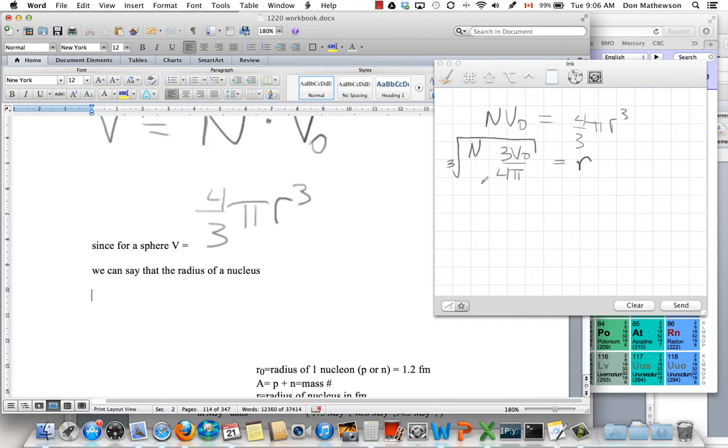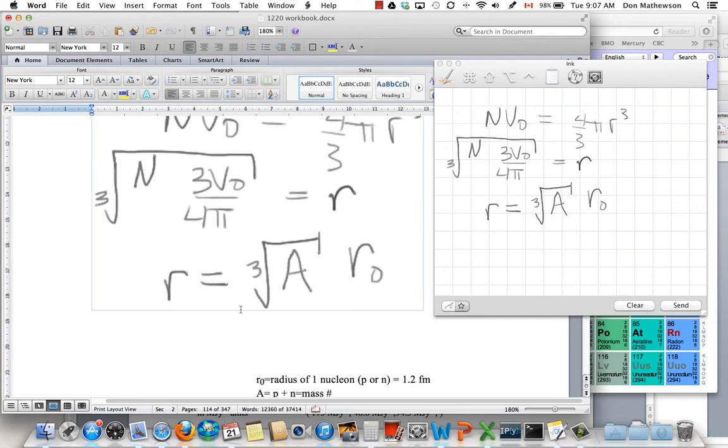Now, what we get then is the cube root of n, where n is the number of nucleons, and that is of course the same as the atomic mass A. And then what you have here is just going to be the radius of a single nucleon, because v naught was the volume of a single nucleon. Now, how much is that? Well, it turns out to be 1.2 femtometers, where again, femto is 10 to the minus 15.